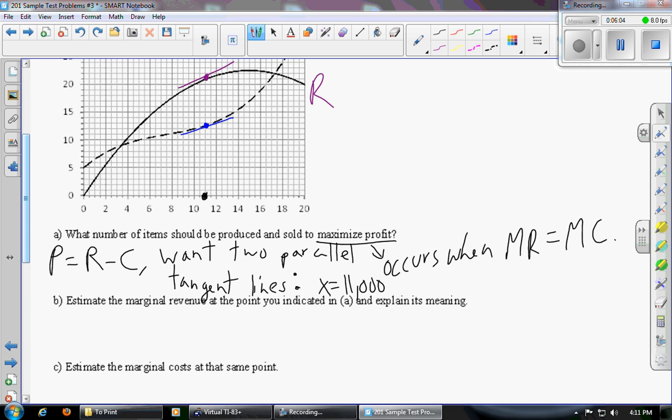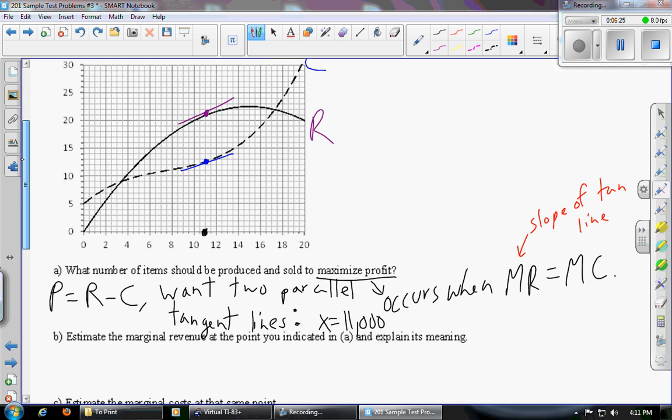Part B, estimate the marginal revenue at the point you indicated in A and explain its meaning. Okay, marginal revenue, so we're looking for the purple one up there, and we know that the marginal revenue is the slope of the tangent line. So let's just see if we can't estimate the slope of that purple line.